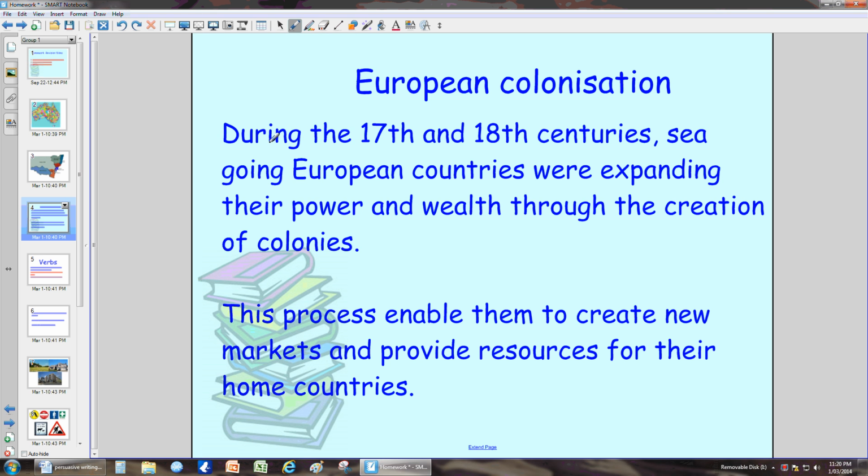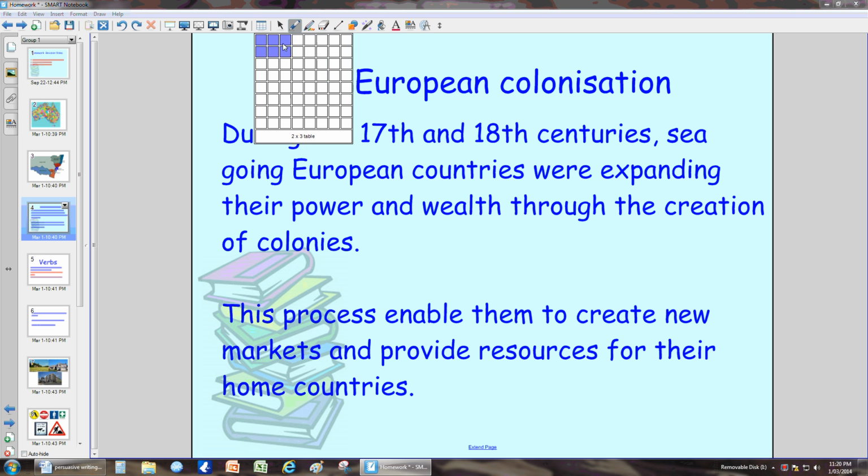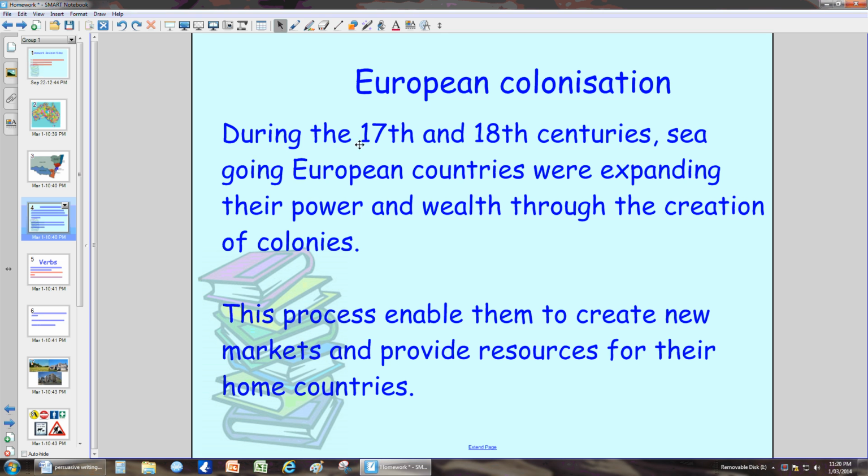Moving on. During the 17th and 18th centuries, seagoing European countries were expanding their power and wealth through the creation of these colonies. This process enabled them to create new markets and provide resources for their home countries. So that's why they made these colonies, so they could take natural resources back and bring convicts to their new countries to get them out of their home countries.